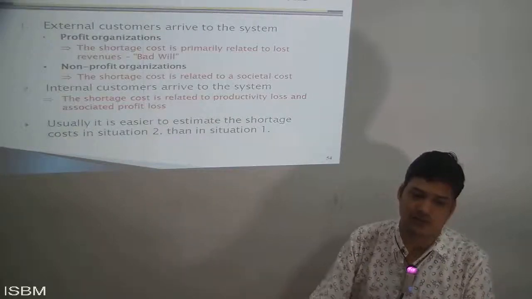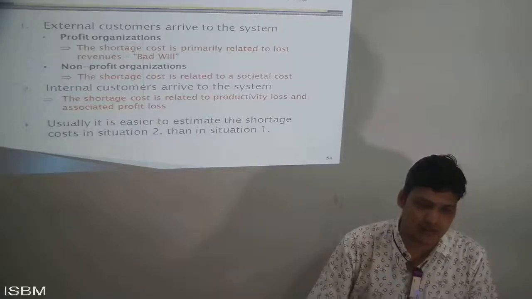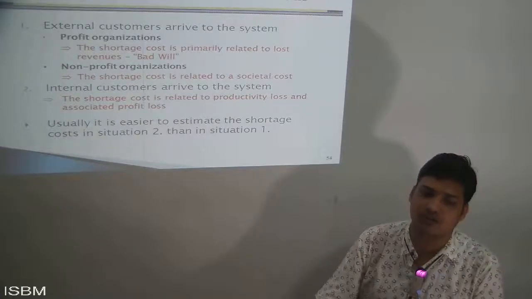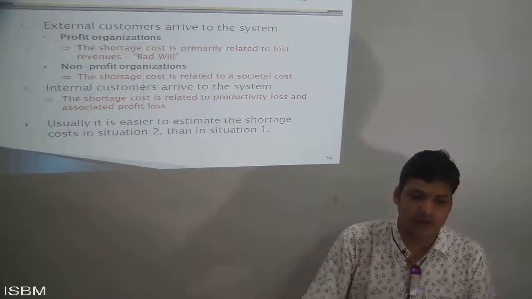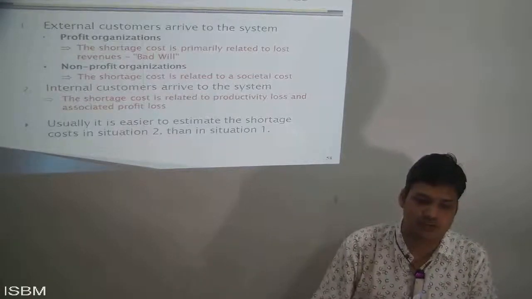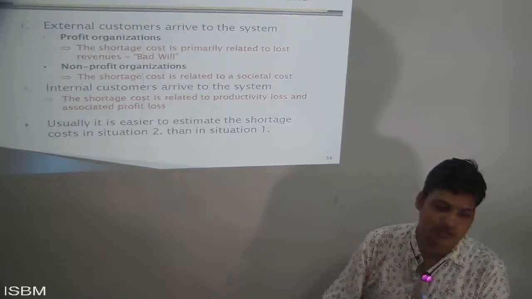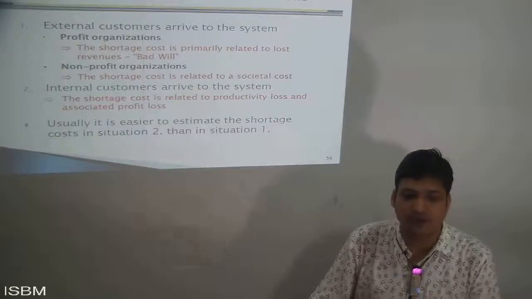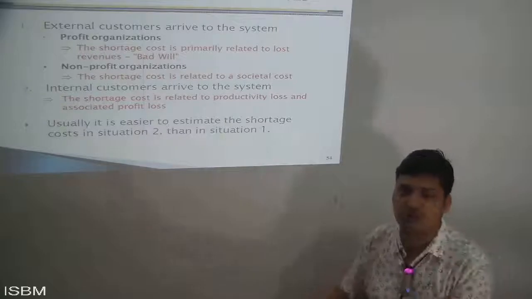Different shortage cost situations. External customers arrive at the system. In a profit organization, the shortage cost is primarily related to lost revenues, which is nothing but badwill. In a non-profit organization, the shortage cost is related to the shortest cost. Internal customers arrive at the system. The shortage cost is related to productivity loss and associated with profit loss. When productivity is lost, then profit is lost.